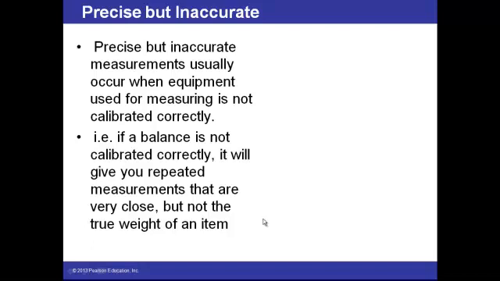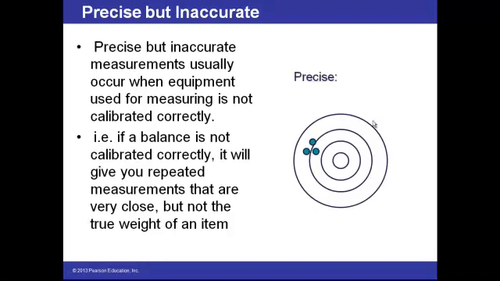So both of these things are very important when it comes to evaluating natural phenomena and trying to make scientific measurements. If you have precise but inaccurate measurements, again, this is going to occur when the equipment that's used for measuring is not calibrated correctly. So you get very precise readings, but they're not accurate. They don't give you the real weight of the compound if the balance is not calibrated.